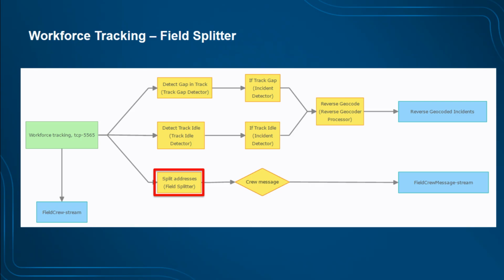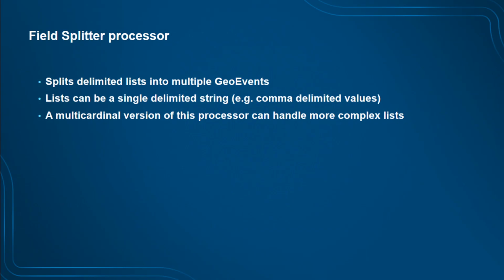So we'll take a look at each one of these processors in turn. We'll start with that field splitter processor. Remember, this is the one that took those multiple addresses that the crew sent a message to and broke them up into individual addresses. All this does is take a look at an indicated field and split it based on a separating delimiting character, a comma in this case. We might also have a multi-cardinal field, because GeoEvents will support lists of values within a certain field. So think of a JSON array in this case, and it can split values from there as well.